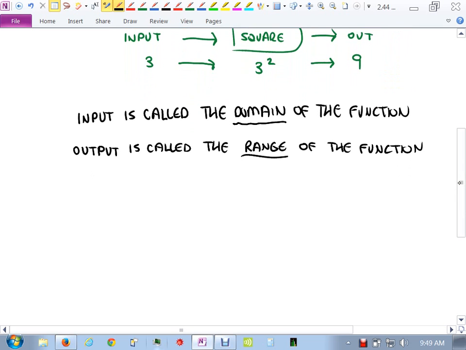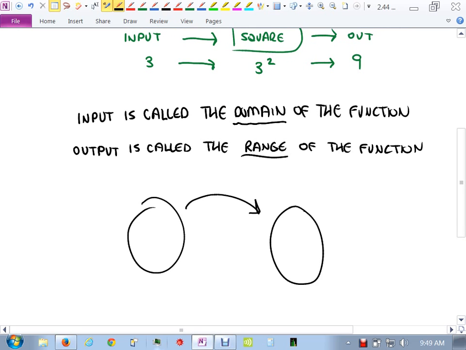Another picture for you, and this is one of the most common pictures that you'll see for functions, is where you have the input, which is the domain, and the output over here is the range. And what happens as you go from one to the other is the function, right? So you start with the domain, it goes through the function, comes out into the range. So input, output.